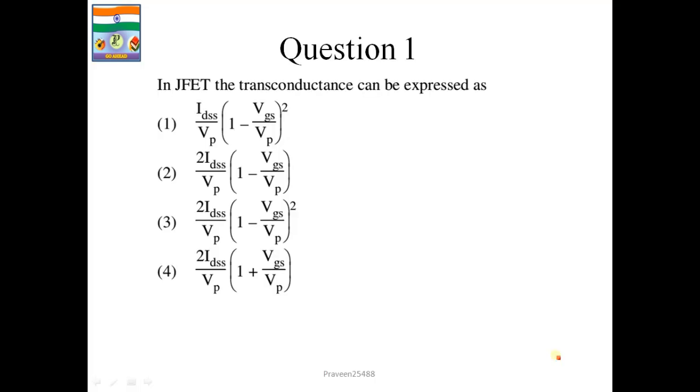In JFET, the transconductance can be expressed as. So in the options, direct expression is given for transconductance, which is represented as GM. So its correct option is 2. GM is equal to minus 2 IDSS upon VP into 1 minus VGS upon VP. So there's minus not given. So correct option is 2.